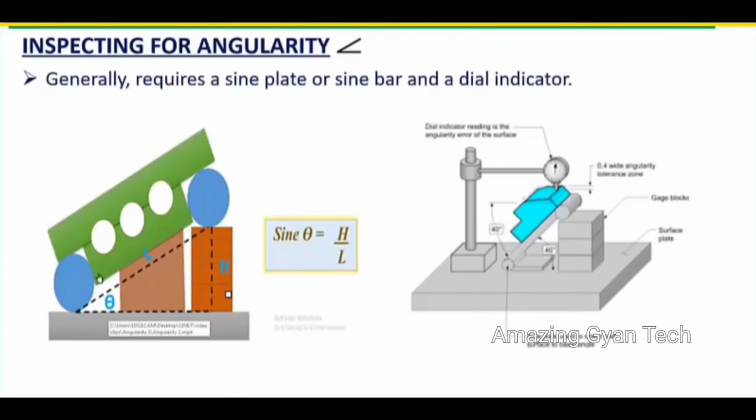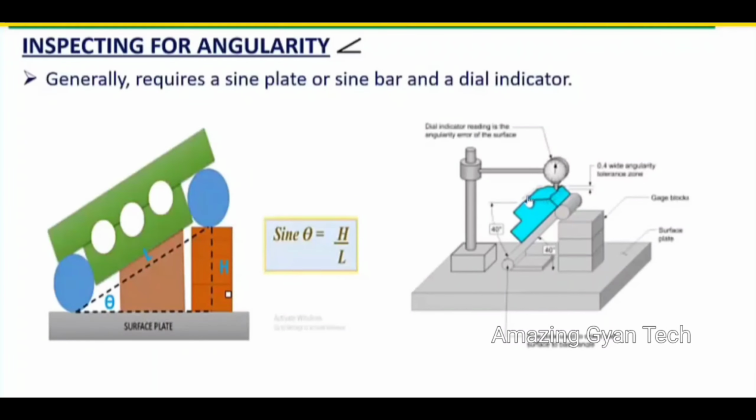This length we know, it is the standard center to center distance of the sine bar, and this is the height which we need to calculate. So by using sin theta, if your component's angle is say 40 degrees, using the 40 degree value you can calculate how much the height should be. According to the height you select the slip gauges, keep the sine bar on it, and keep the component above the sine bar.